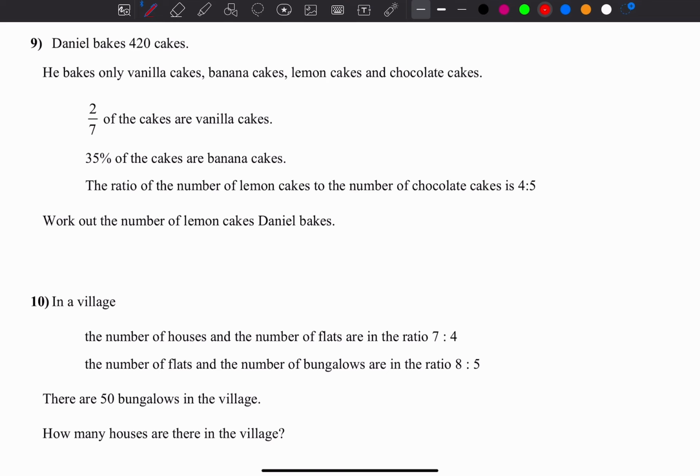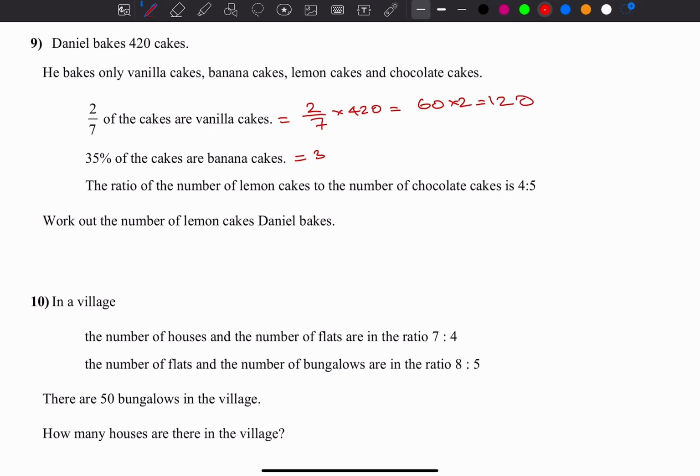420 cakes. 2/7 of the cakes are vanilla. So 2/7 times 420. So I will do 420 divided by 7, that will give you 60. Times it by 2, that makes it 120.